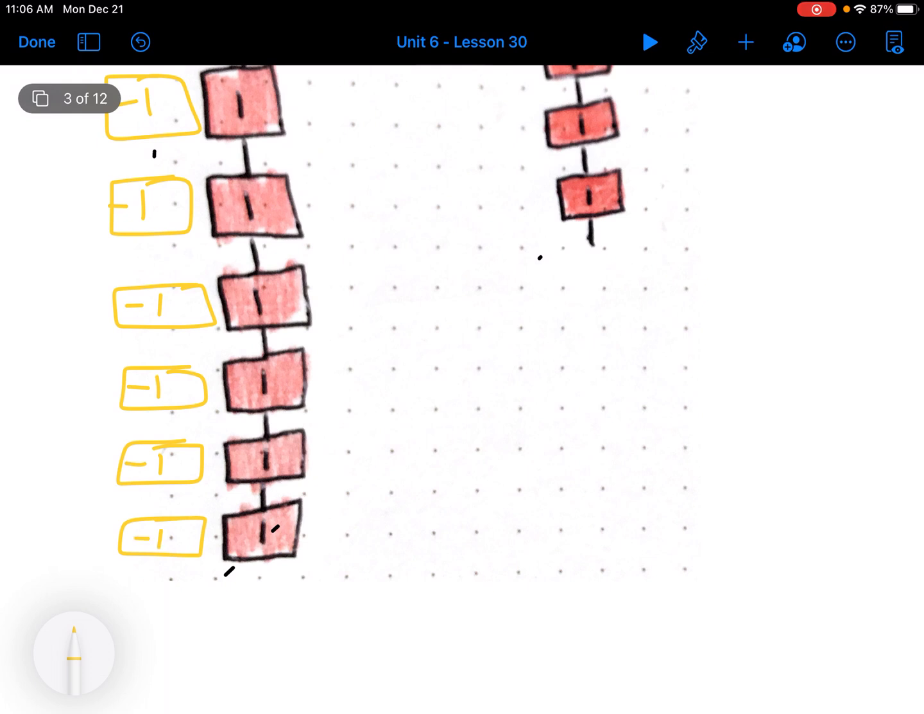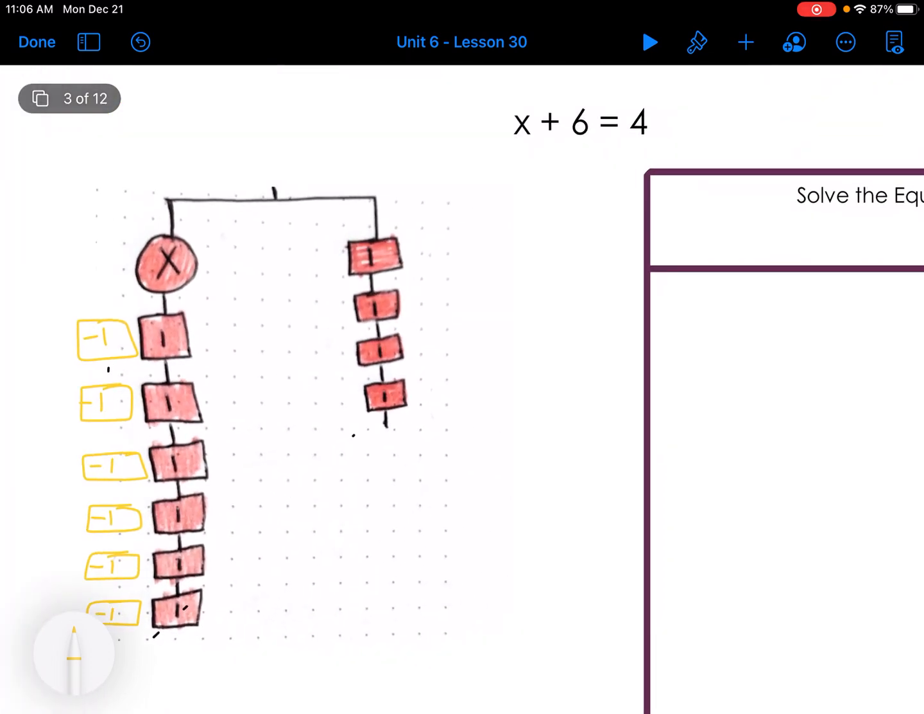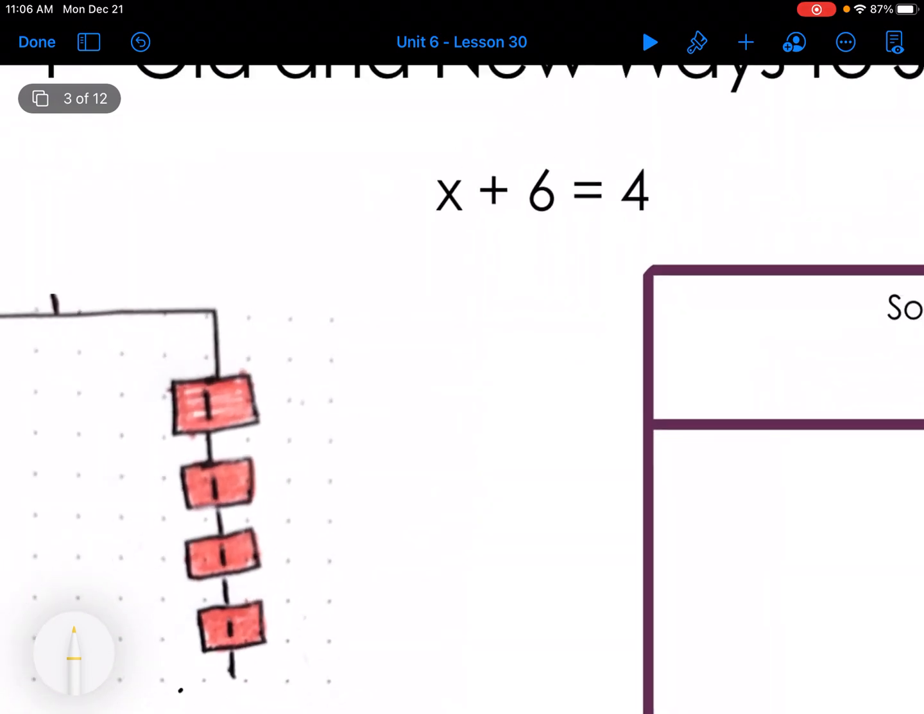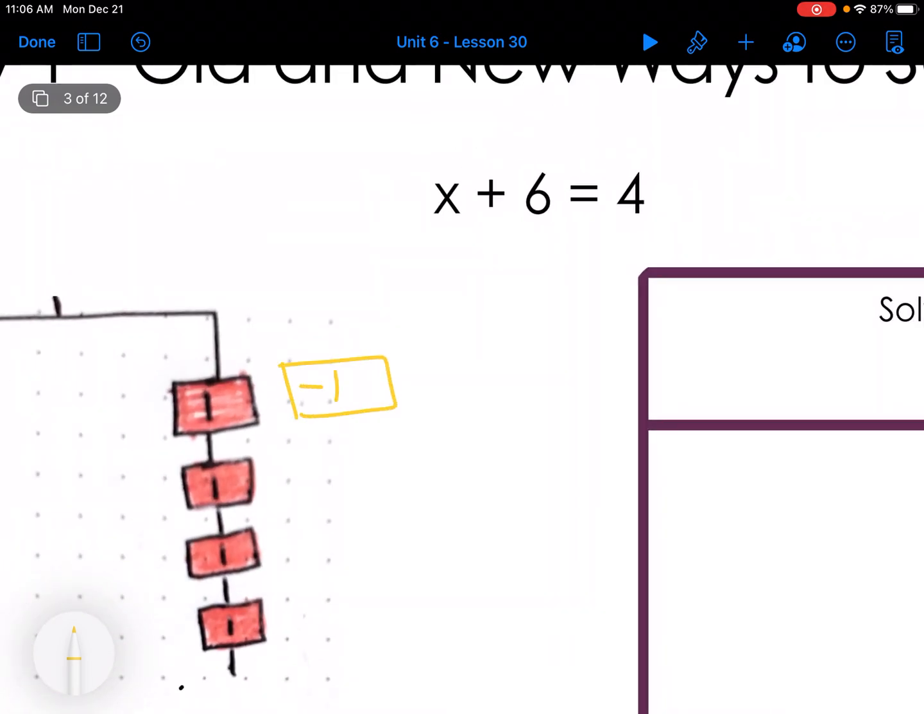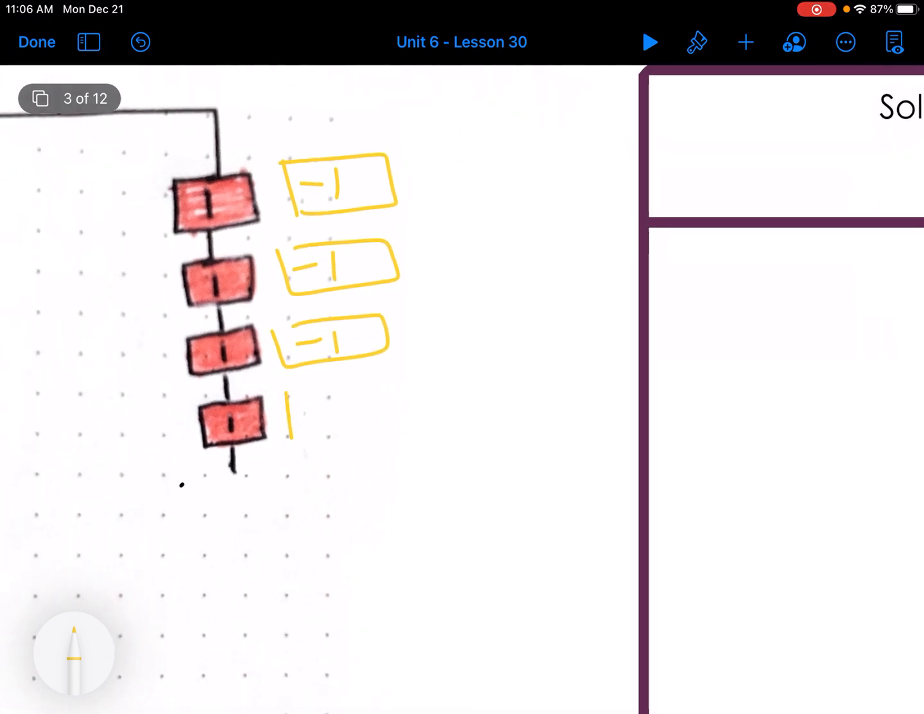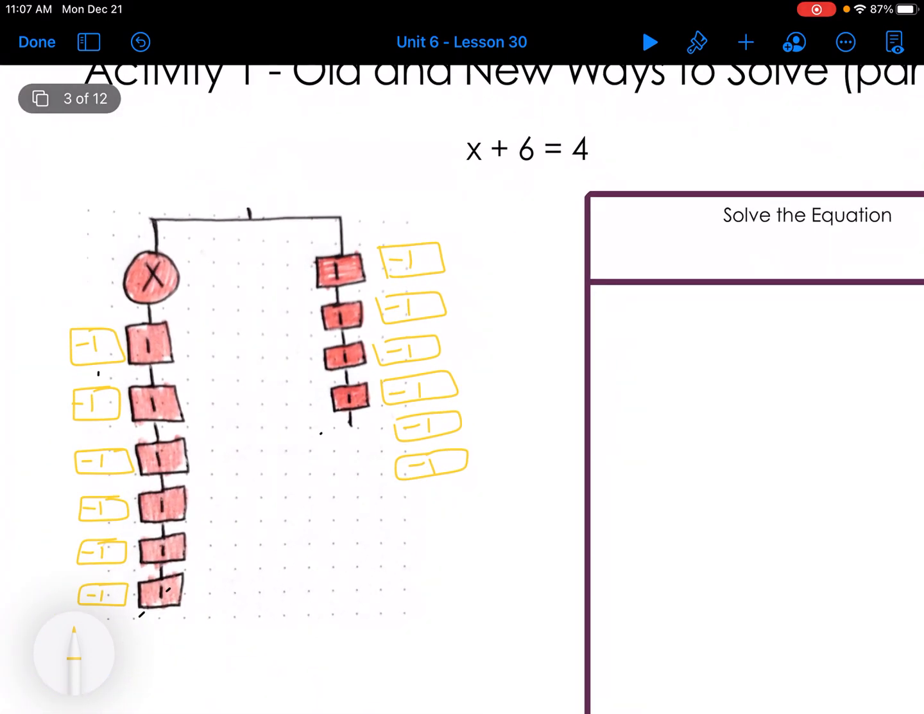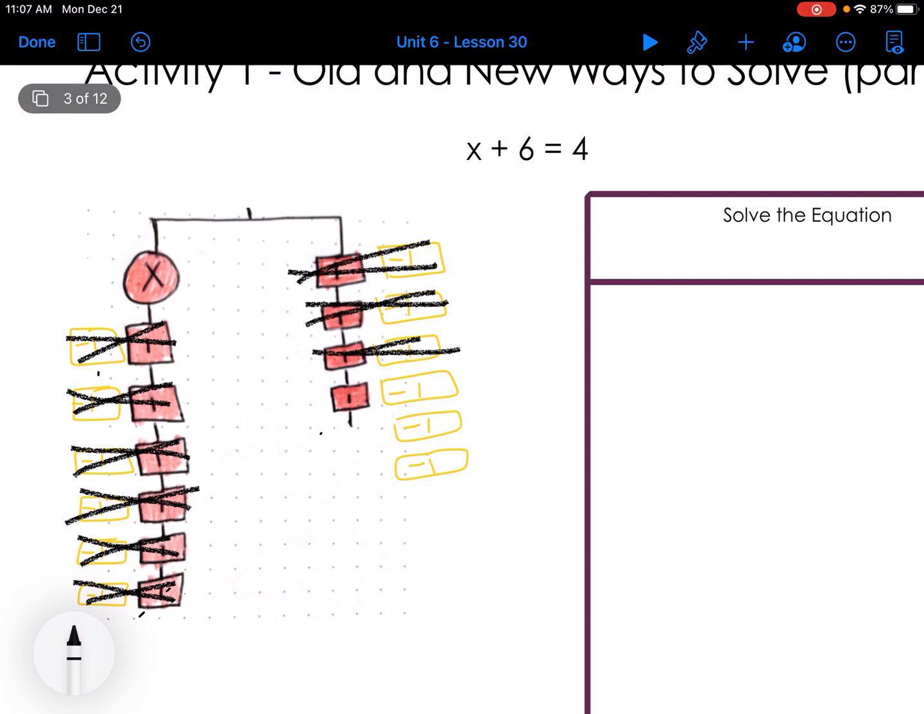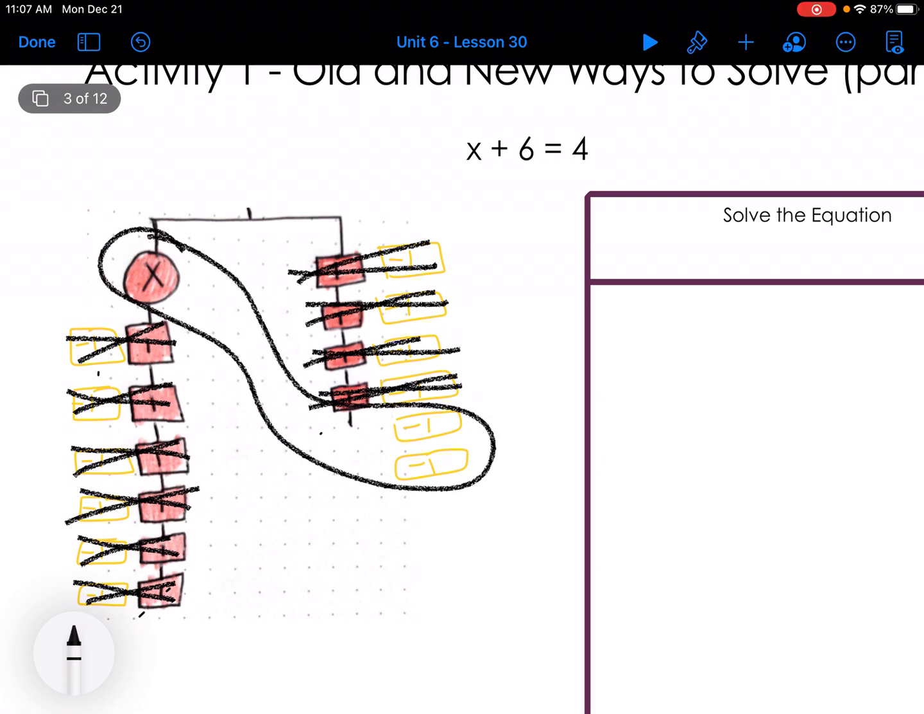Now if I add 6 negative 1s to one side of my hanger, to keep it balanced, I have to add 6 negative 1s to the other side. All right, so I know that I've created my 0 pairs, or zeroing it out. So a negative and a positive with the same value is a 0 pair. So I'm canceling or crossing all those out. So I'm left with x equals -2.